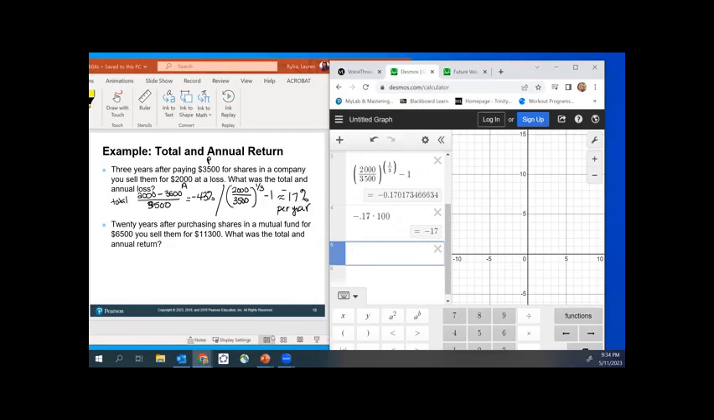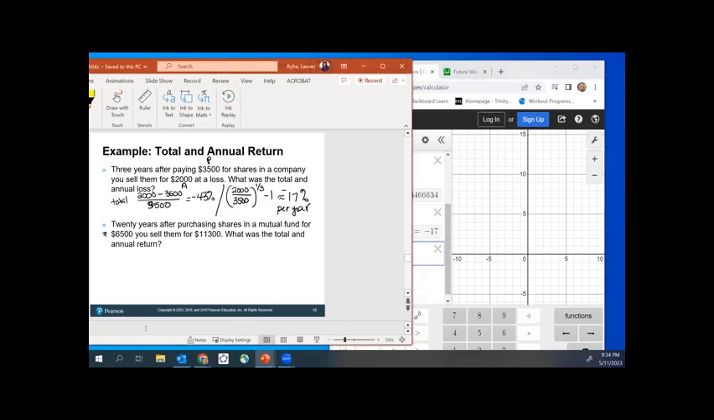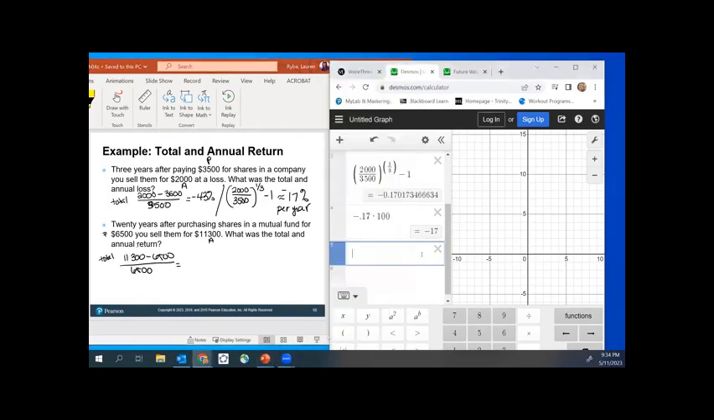Next example, 20 years after purchasing shares in a mutual fund for $6,500, there's your P. You sell them for $11,300, there's your A. So again, I'll write my formulas here and then we can go to our calculator. So my 11,300 minus 6,500 over 6,500. Let's see what we get. So 11,300 minus 6,500. I think that's 4,800 over 6,500, and I got to remember to times that by 100.